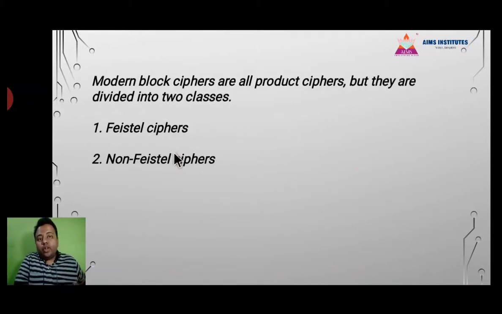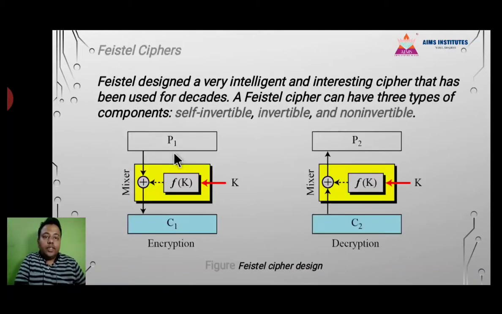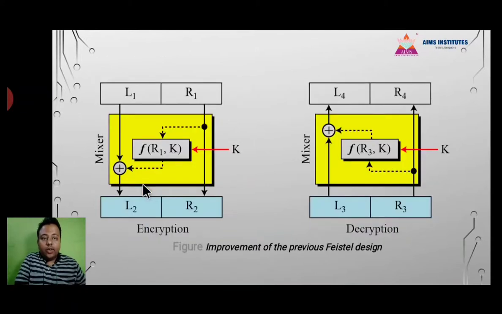So basically, when we are talking about modern block ciphers, they are all product ciphers, but they are divided into two classes: Feistel ciphers and non-Feistel ciphers. Feistel ciphers are basically where we have a mixer which helps us mix the key element with the plaintext to get the first ciphertext. In this, you can see it is in a more improved way, where a full chunk of data is divided into two parts, one left and one right.